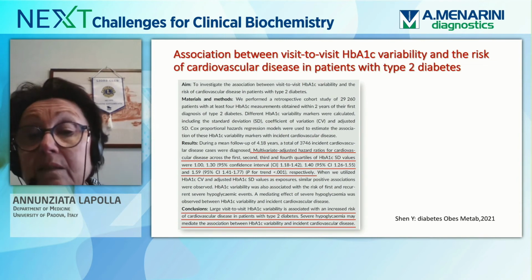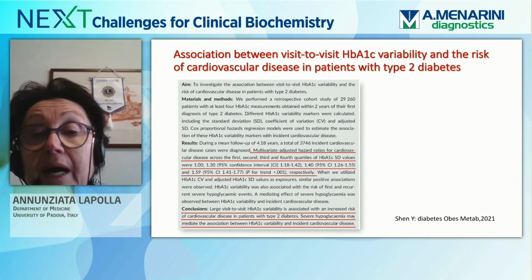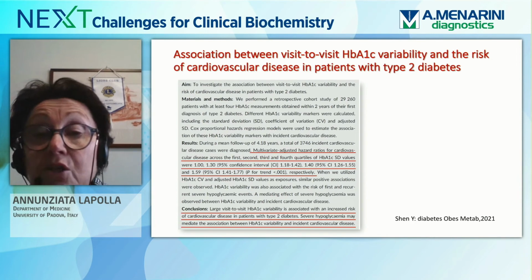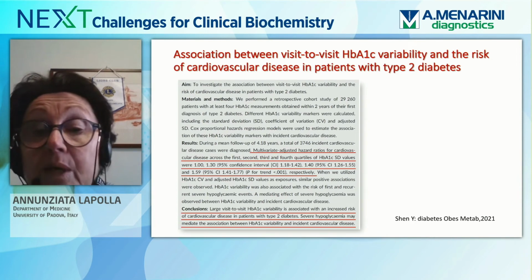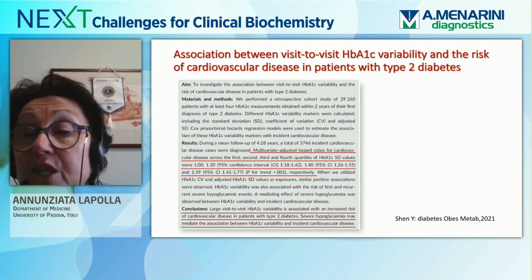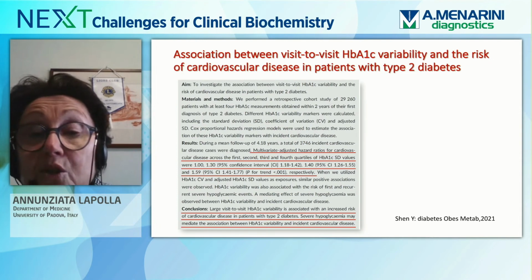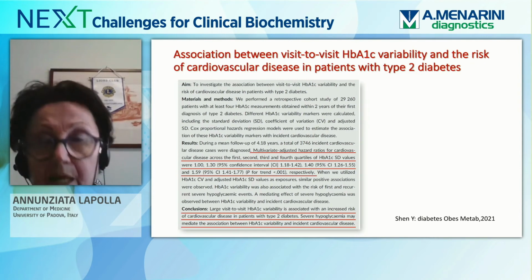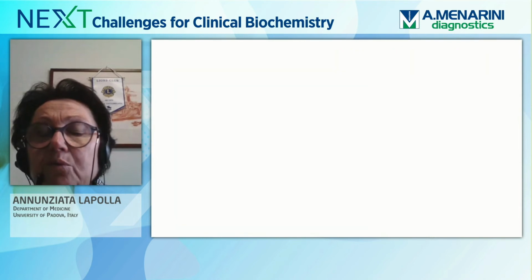And last, even when we calculate the variability in type 2 diabetic patients over 2 years, calculating the standard deviation of hemoglobin A1c, the authors and collaborators show that large visit-to-visit HbA1c variability is strictly related to the risk of cardiovascular disease in patients affected by type 2 diabetes.